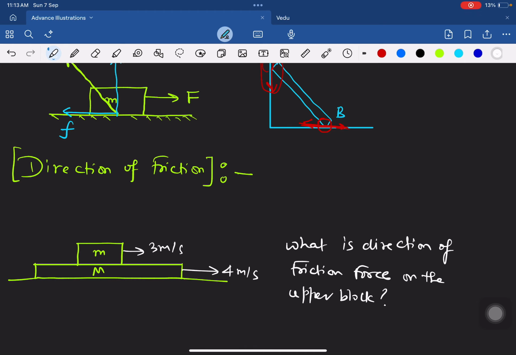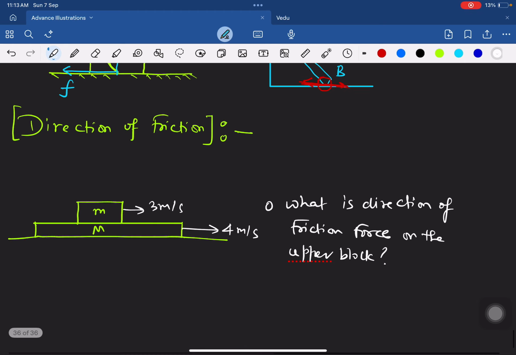Many of you who have this kind of perception in your mind that it is always in the opposite direction of the body's motion will say, sir, it will be in the back side. But, guys, if you see in this case, the answer is going to be in the forward direction.